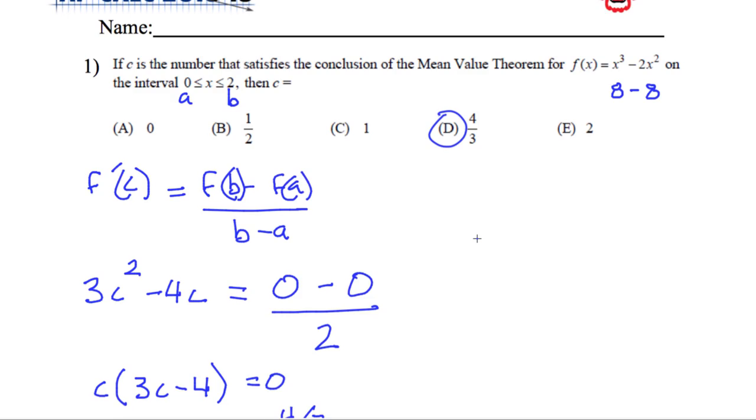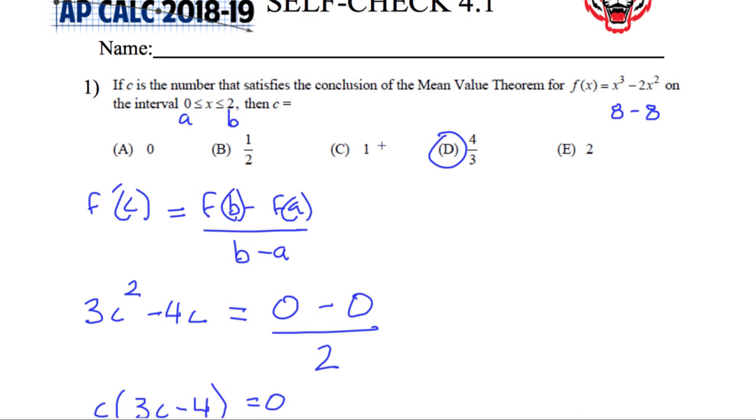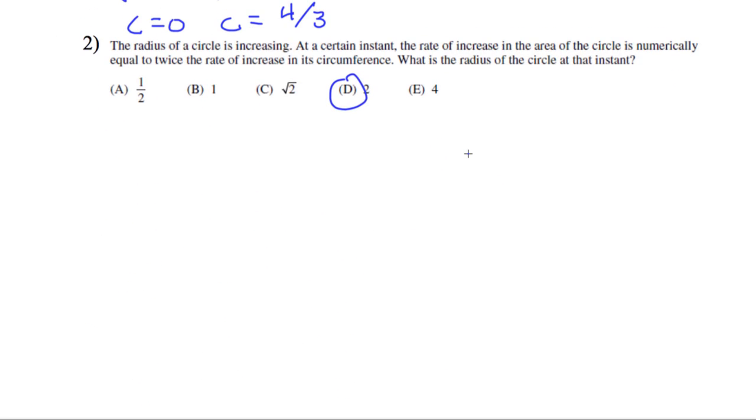Okay. Yeah, so 0, that's an endpoint. We don't know if it's differentiable at 0. We're looking for somewhere between 0 and 2, and that number is 4/3, which is 1.333 repeating. Therefore, it's between 0 and 2. Questions on number 1? Number 2, I know that we have questions.